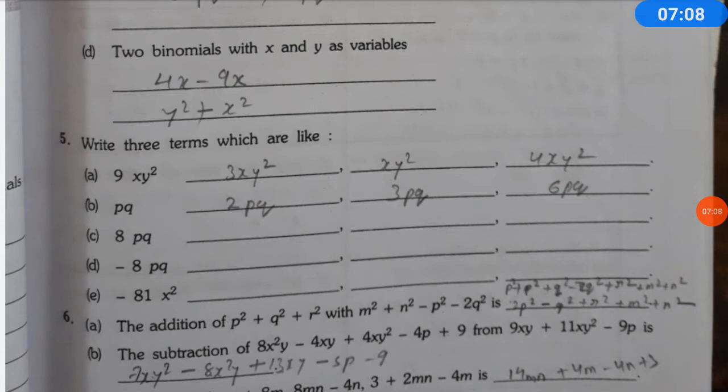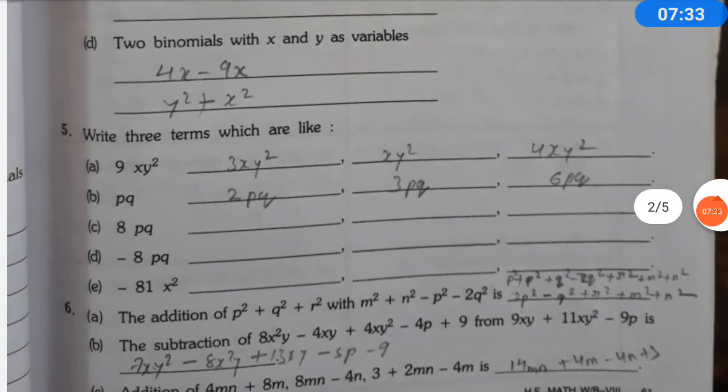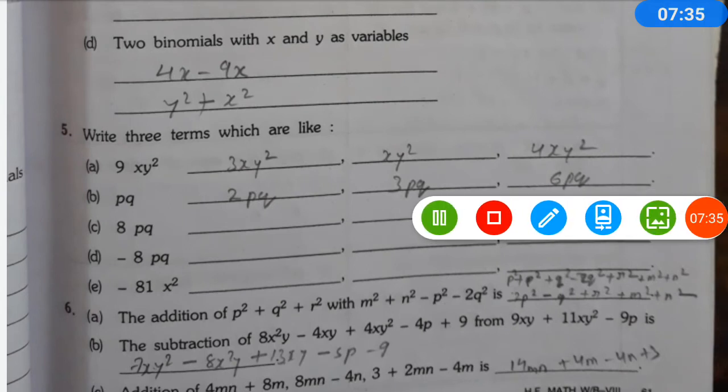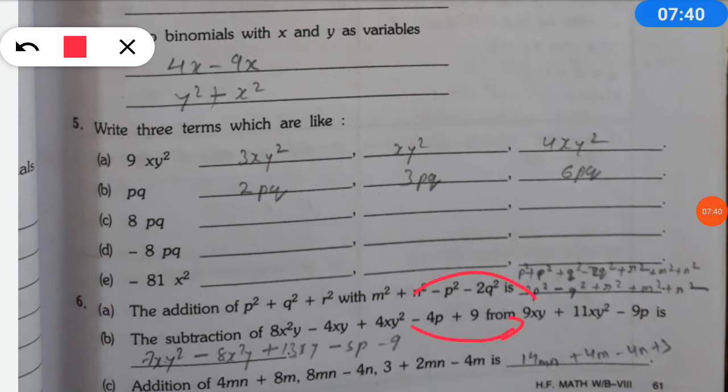Clear to everyone? Moving toward the second part of question number 6, it is asked to subtract the terms. The terms given are 8x square y minus 4xy plus 4xy square minus 4p plus 9, from 9xy plus 11xy square minus 9p. As you know, when 'from' comes, the first term becomes the second term and the second term becomes the first term. Then only you will get the subtraction. So I will write and show you how to subtract.